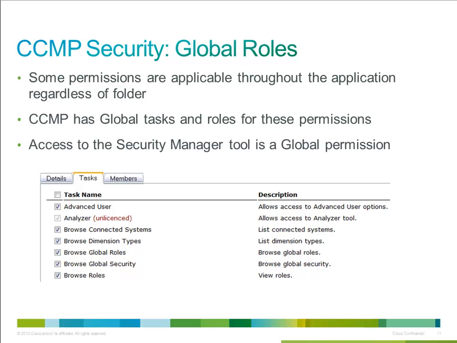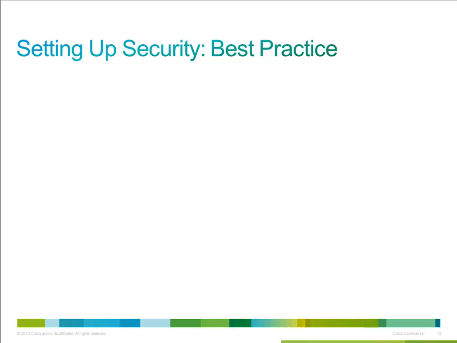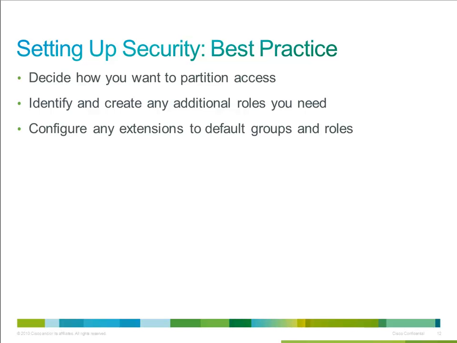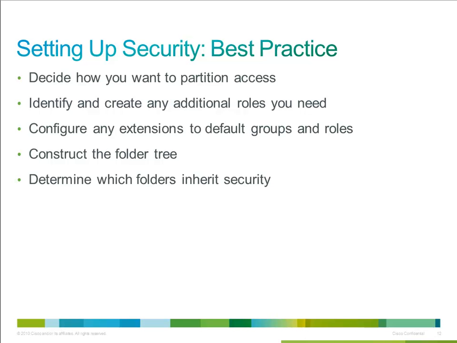Before we take a look at CCMP security in action, let's just run through the steps involved in creating a security model from scratch. First, decide how you want to partition access to CCMP. Which users need access to which resources, and what operations do they need to be able to perform on those resources? Identify and create any new roles that you will need over and above those which are there out of the box. Construct a folder tree to hold your resources. Determine which folders will inherit security and which will need their own security settings. Then, create your users and groups and assign permissions.